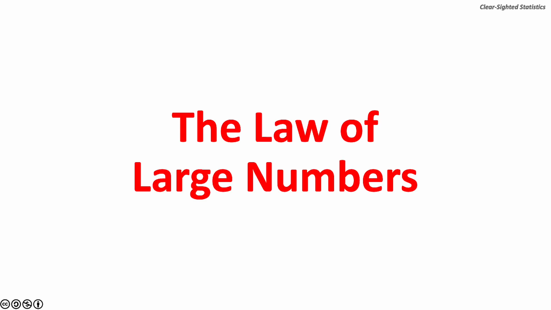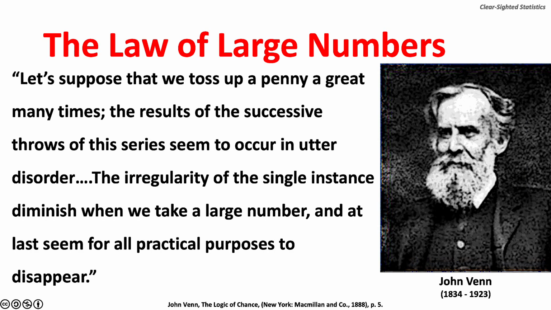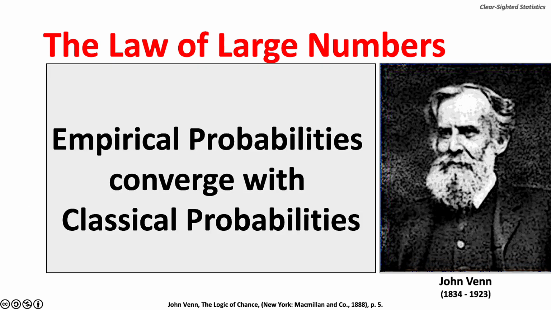Let's turn to the law of large numbers, which is associated with empirical probability. The law of large numbers was first articulated by John Venn, an English mathematician. Venn wrote, "Let's assume we toss a penny a great many times. The result of successive throws of the series seem to occur in utter disorder. The irregularity of a single instance diminishes when we take a large number, and at last seem for all practical purposes to disappear." With the law of large numbers, empirical probabilities converge with classical probabilities after a large number of events.